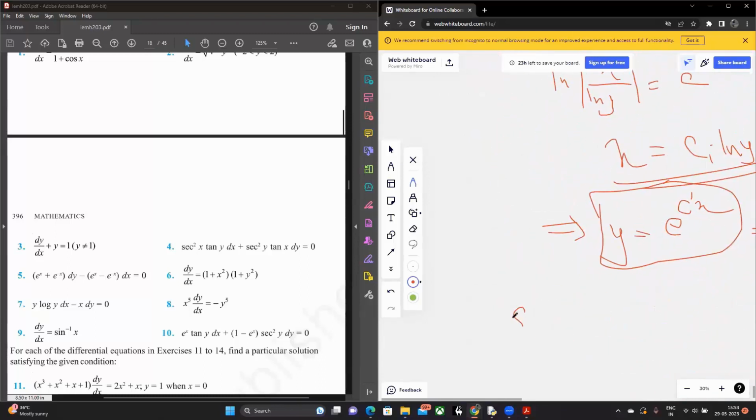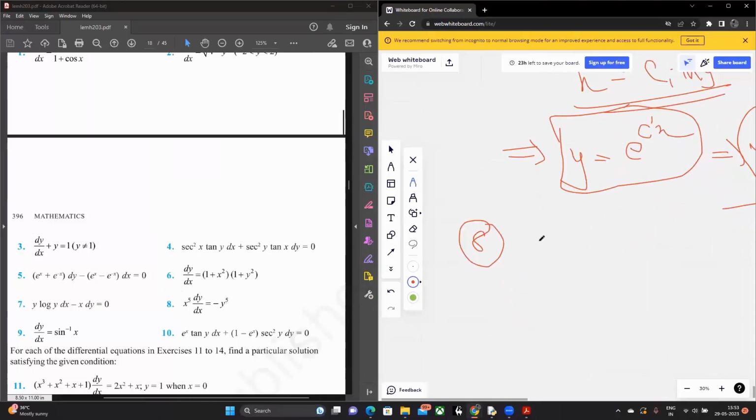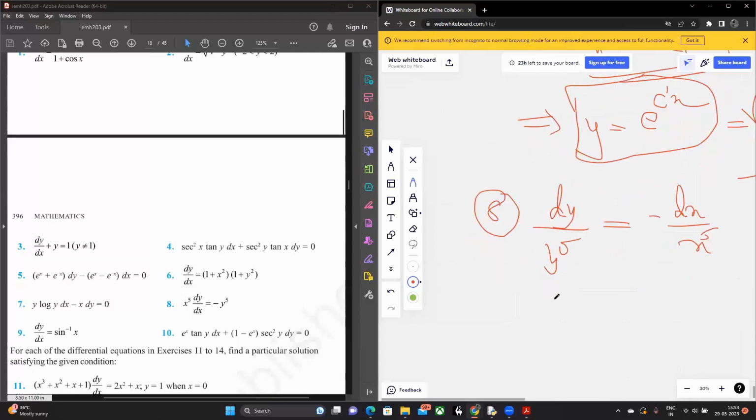Going to question number 8. For question number 8, you have dy by dx equals minus y power 5 by x power 5, right? Again, cross multiplying, we're going to skip that first step and directly write this as dy by y power 5 equals minus dx by x power 5. So basically, minus what?